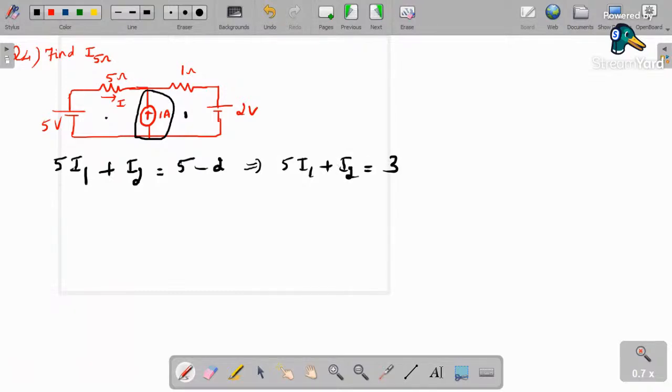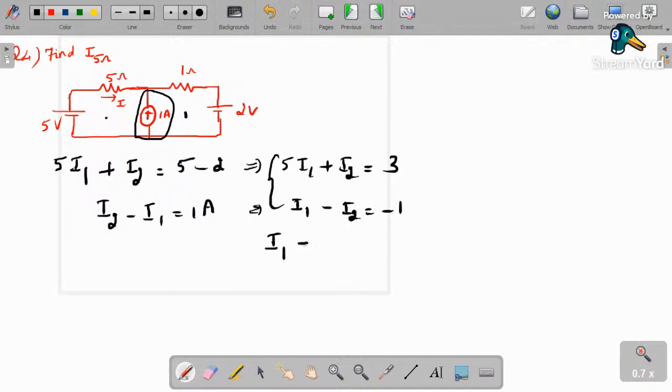Okay, whereas in the super mesh, I2 minus I1 is going to be this 1 ampere. So corresponding here we write, we will get minus, or I1 minus I2 is equal to minus 1 ampere. So I have written it to match the other equation, I1 I2 like that. Okay, so if you solve, what is the answer you get for I1?